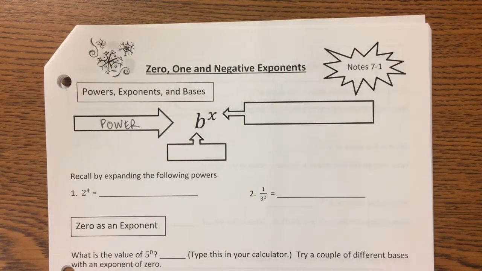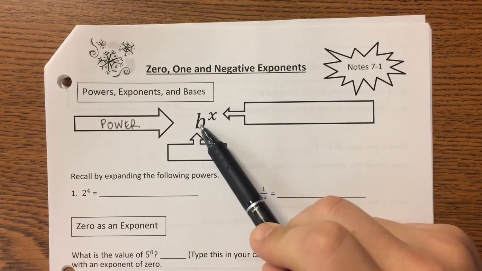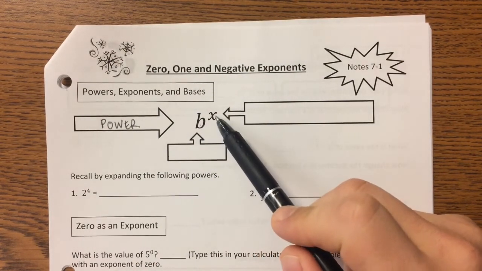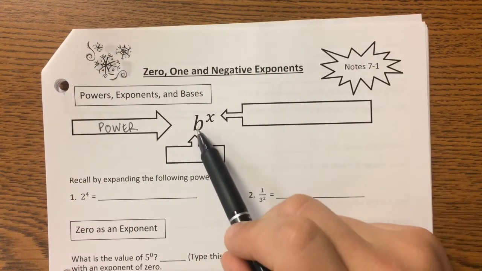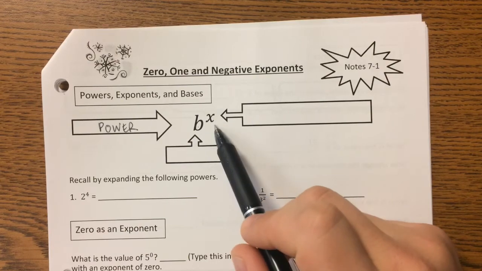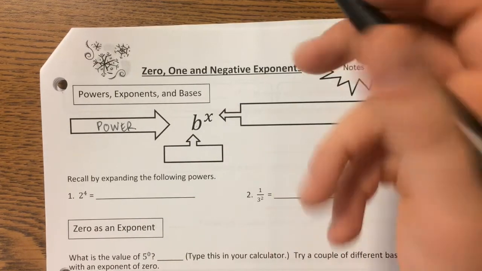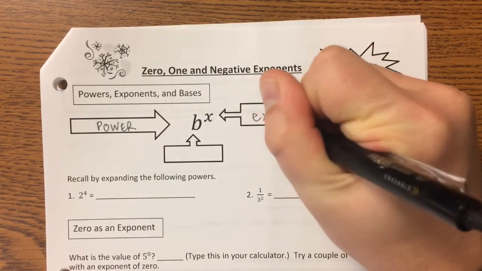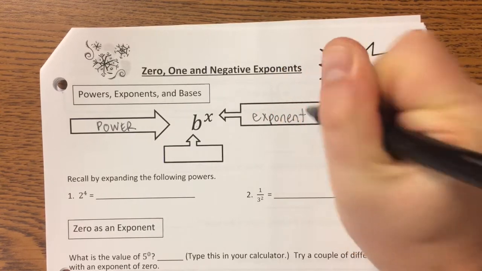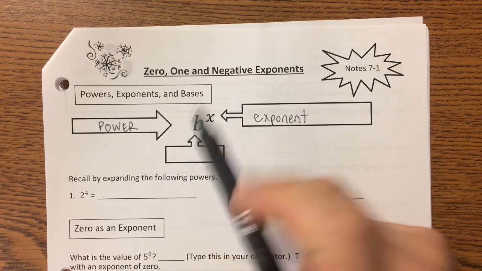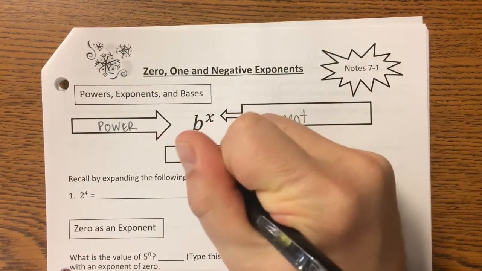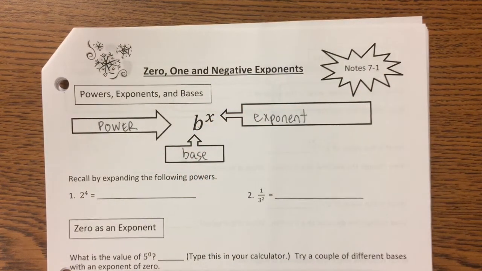The way you read it is b to the power of x. Each of these two numbers has its own little name. This number, you probably already know what that's called. It's the exponent. And the big number is called the base. So a power is made up of a base raised to an exponent.